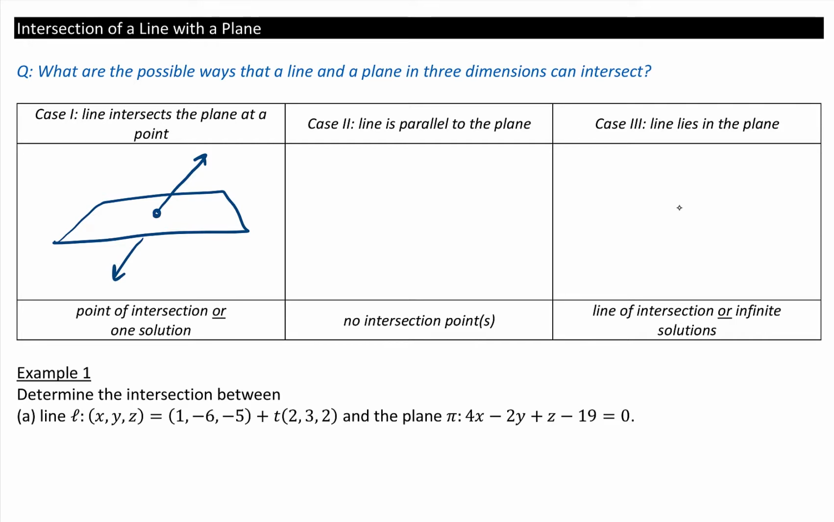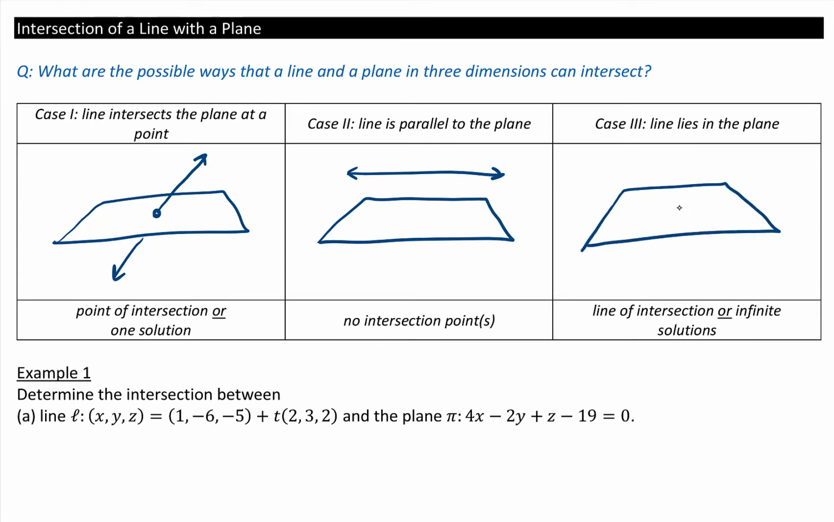The second scenario, the line is parallel to the plane. So here's our plane, and we have a line that's parallel to the plane. And then our third scenario, we have a line that is on the plane or in the plane.